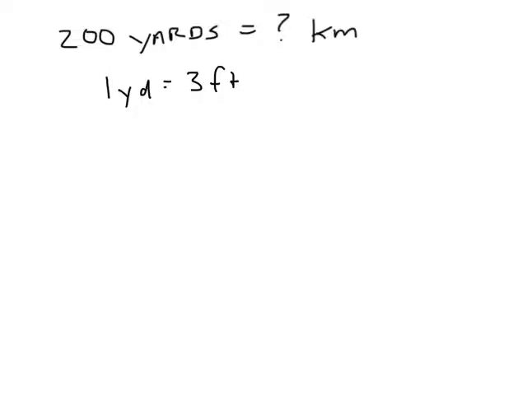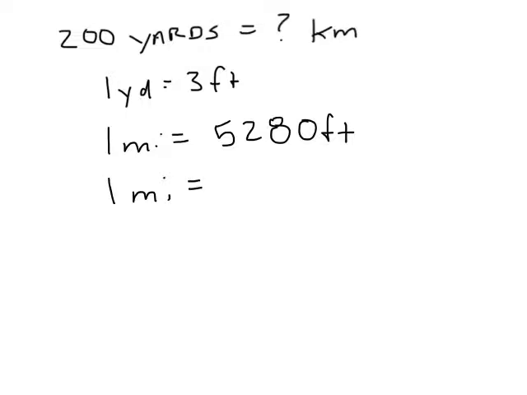Now, I've got several different options to go from feet to kilometers. You could convert feet into a couple different things and then convert those into kilometers. What I'm going to choose to do is use this relationship: 1 mile equals 5,280 feet. I'm selecting that because I also found that 1 mile equals 1.61 kilometers on my conversion chart. So my plan is to convert yards to feet, feet to miles, miles to kilometers.